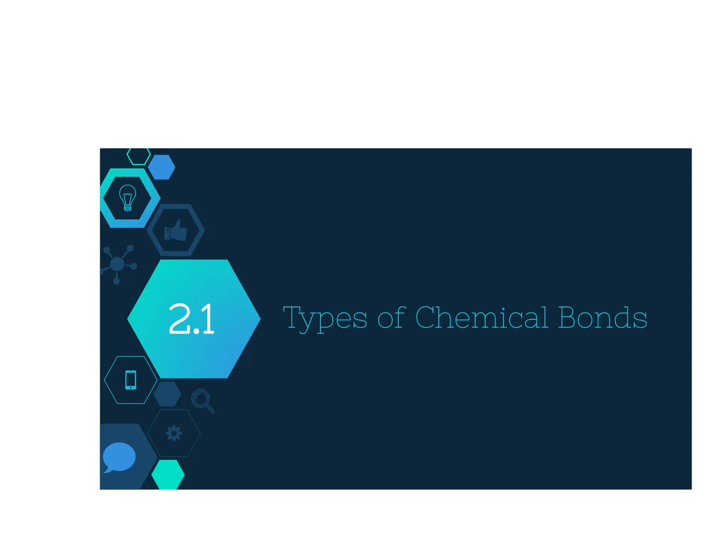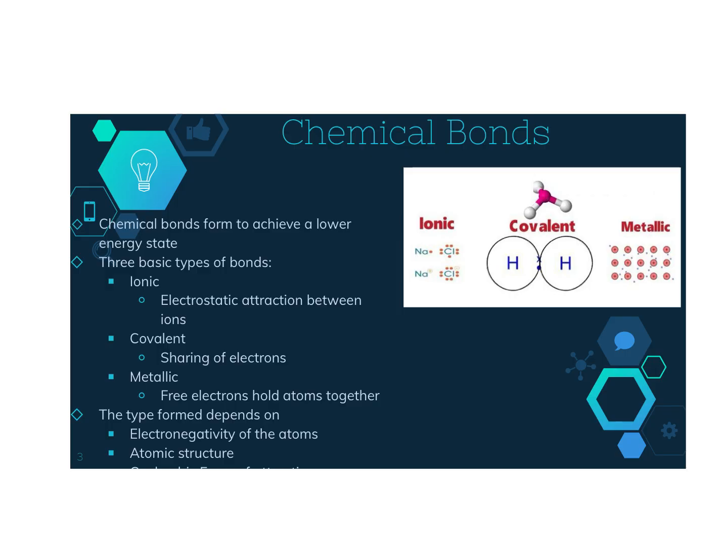Hi everyone, today we're covering topic 2.1, types of chemical bonds. So chemical bonds form to achieve some sort of a lower energy state. And we have three basic types: ionic, which is electrostatic interactions between two ions, so Na and Cl for example; covalent, which is sharing of electrons like in H2, or in something like NH3 or water; and metallic, which is free electrons being used to hold different metallic atoms together.